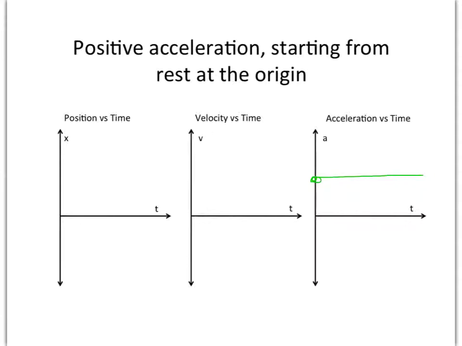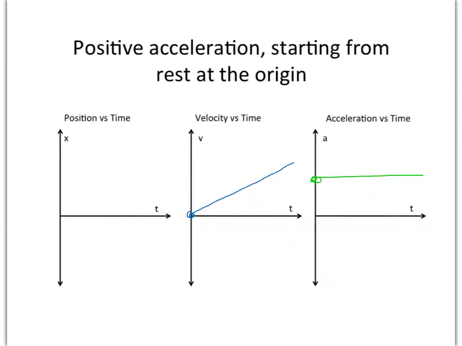Velocity versus time is going to look like this. Starting from rest. Okay, so it starts with zero velocity. But what happens to velocity? It increases positively because we have a positive acceleration. So over time, it's going to increase at a constant rate. That is, the velocity is going to increase at a constant rate because we have a constant acceleration.